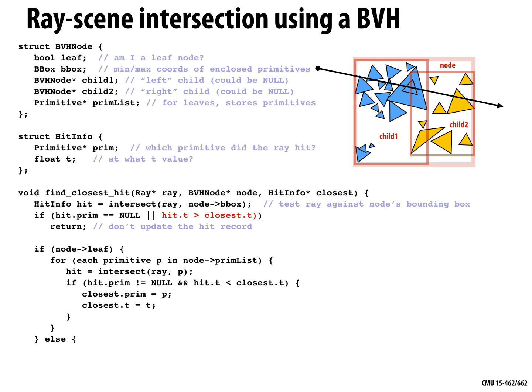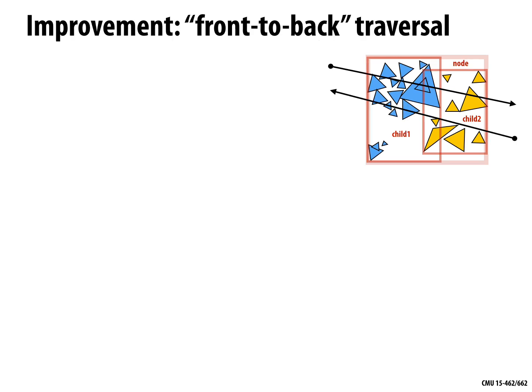Otherwise, if we're not a leaf node, well, then we just have to traverse down our children. So we find the closest hit for the left child, we find the closest hit for the right child. That's automatically going to keep track of the smaller of the two hit times, if it hits at all, and then we're done. We've updated the closest record, and the calling routine can now continue. Okay? So that's the basic strategy.